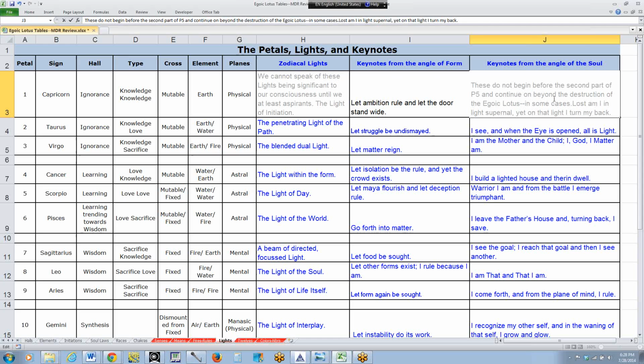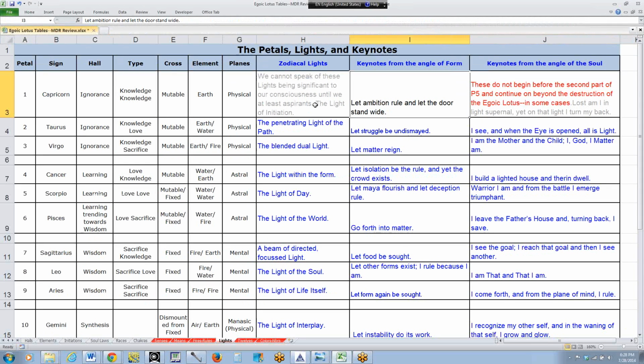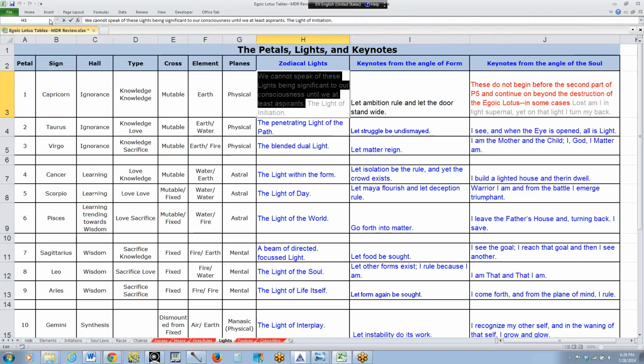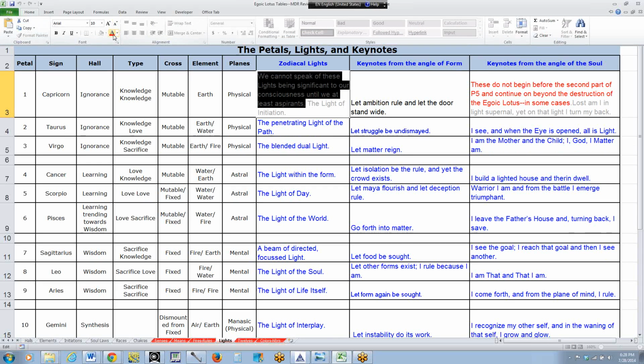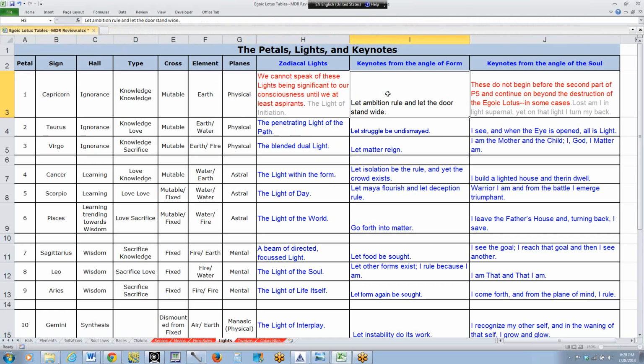So, I'm going to make this a different color because I want it to stand out, and I want this to stand out as well, that when we're dealing with these lights, we have to be at least aspirants, otherwise it's just an unconscious response. And I will simply say here, these early mantrams pertain to the early petals and not beyond the early part of petal 5.